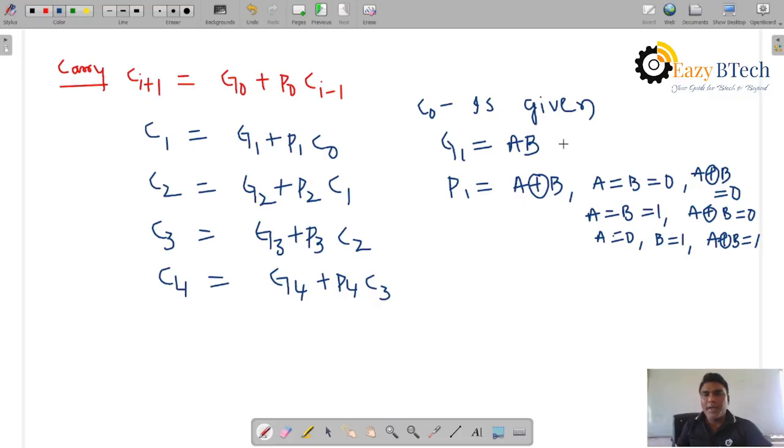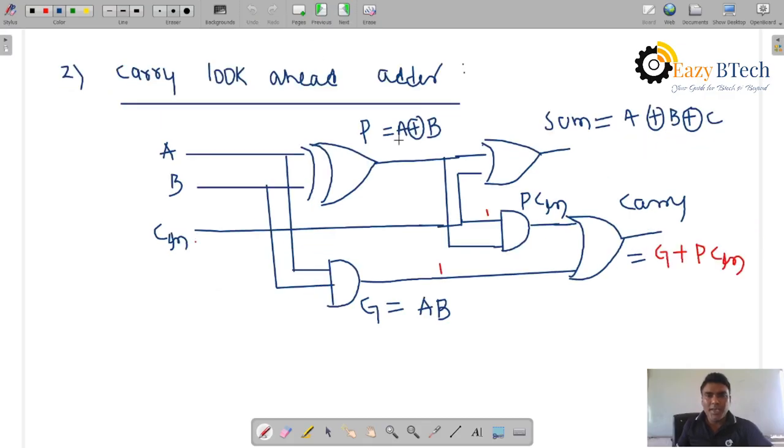You know the AND gate: AB is equal to 1 when A is equal to B is equal to 1. Otherwise, it should be 0. You see, the computation speed is increasing. So G1 will be A into B; only when A is equal to B is equal to 1 will it be 1, otherwise 0. And P is A exclusive B.